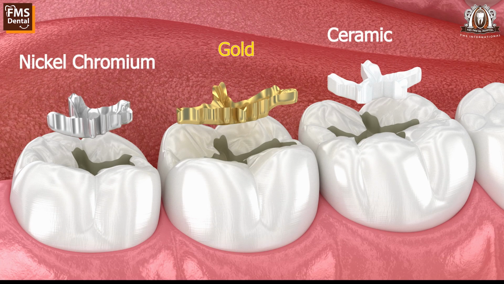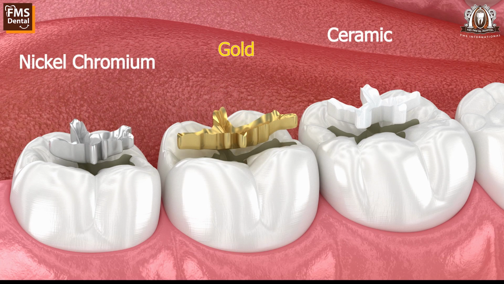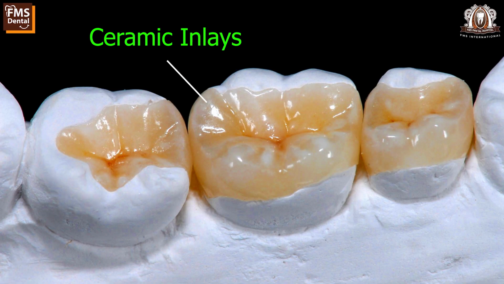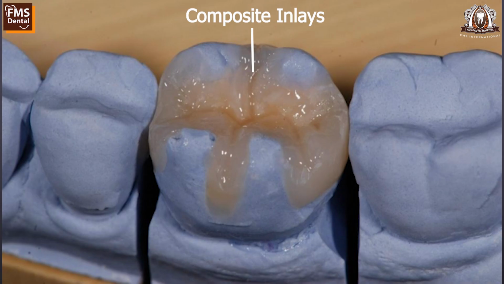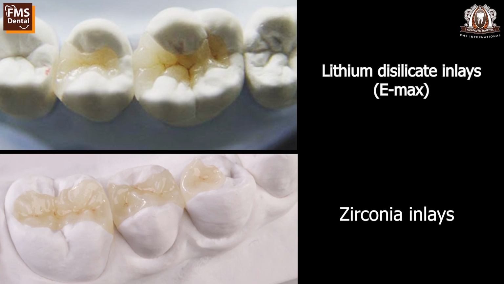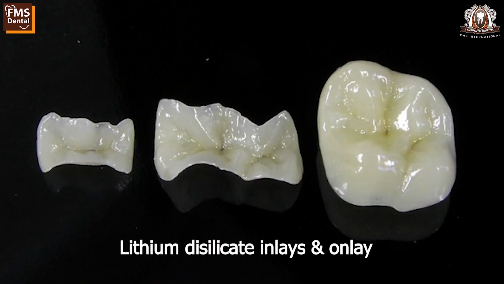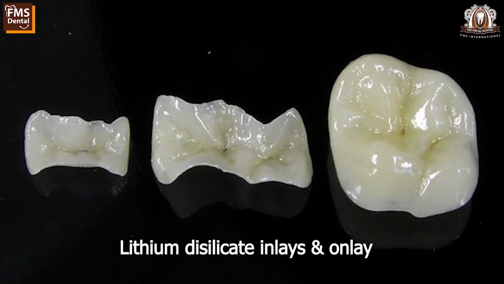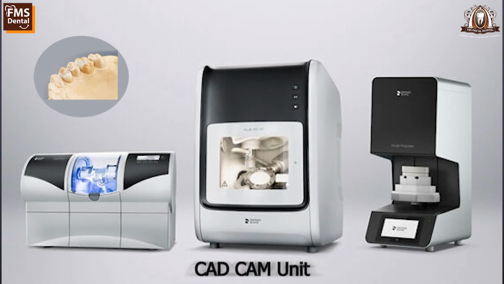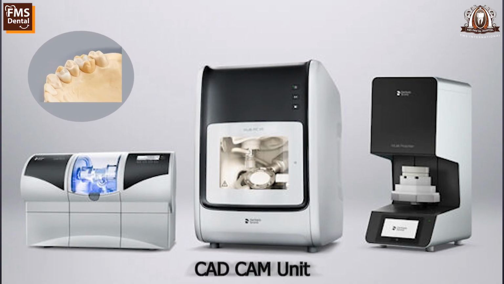These inlays can be made up of different materials. One is complete metal, gold, nickel, chrome, and it can be of ceramic or it can be of indirect composites. These ceramic materials can be of lithium disilicate or zirconia, but because of the high aesthetic nature, lithium disilicate is more preferred. It can be laboratory based or CAD-CAM based.